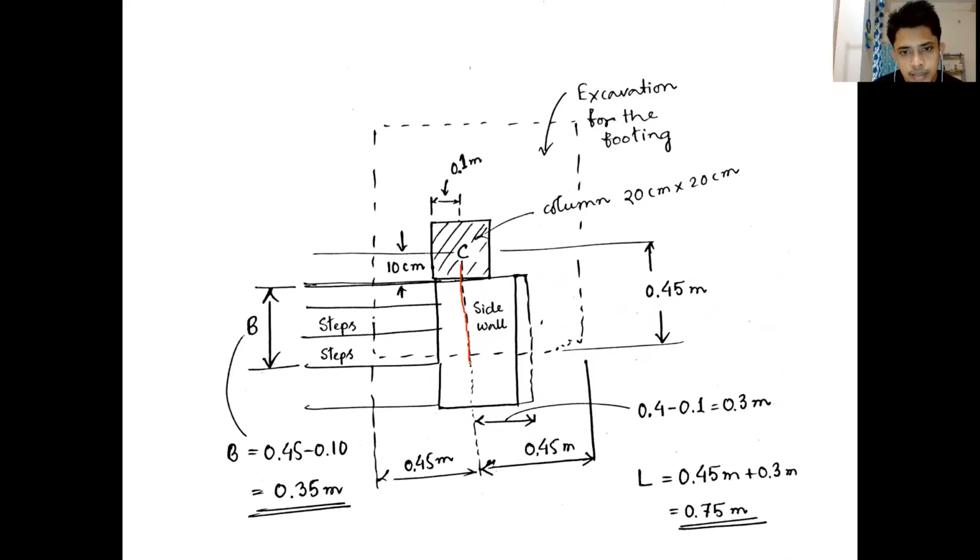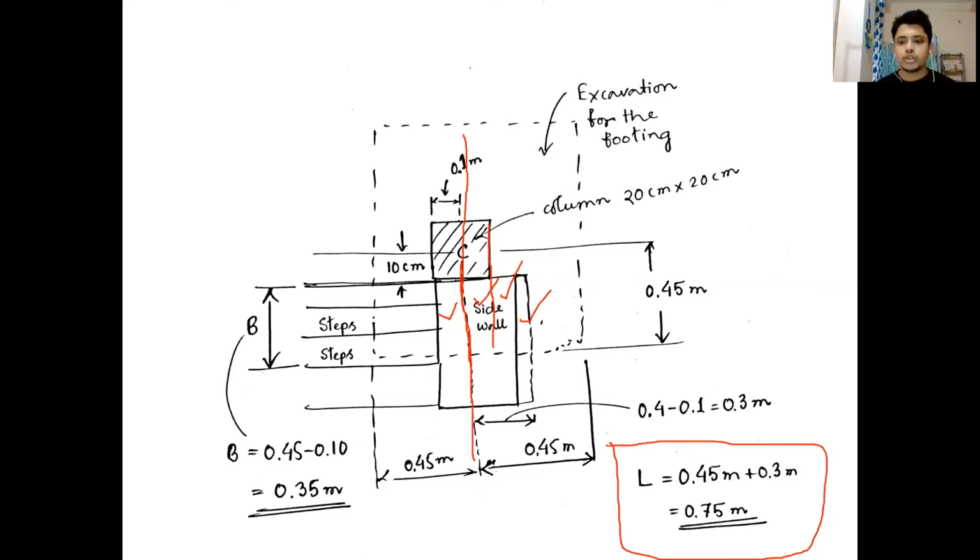From the center line, we see that the sidewall is 30 centimeter thick and the column is 20 centimeter by 20 centimeter of dimension. So one part will be 10 centimeter, one part will be 10 centimeter. This extra part of the sidewall is 10 centimeter, and then we are providing 10 centimeter extra. So from the center line of the column, the length will be on one side 0.45 meter, on the other side 10 centimeter plus 10 centimeter plus 10 centimeter, 30 centimeter. So this is our length: 0.45 meter plus 0.3 meter, 0.75 meter.